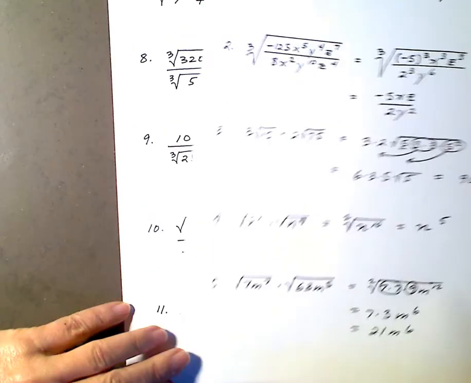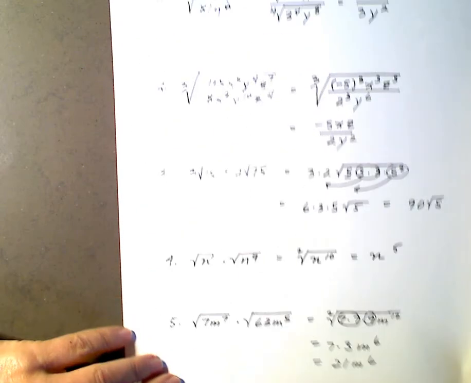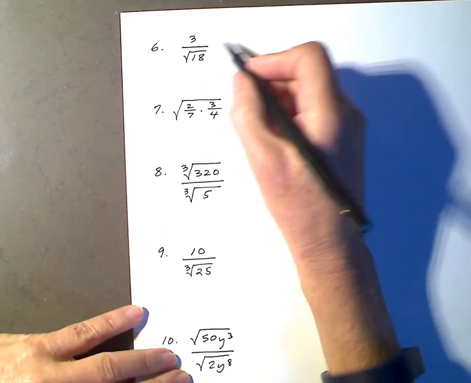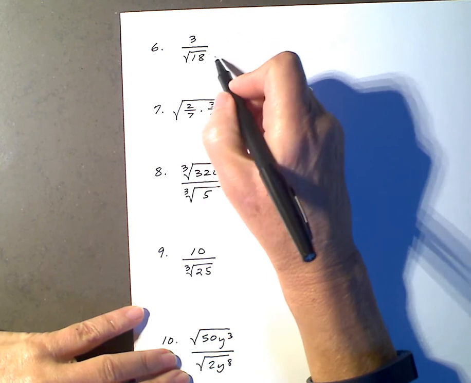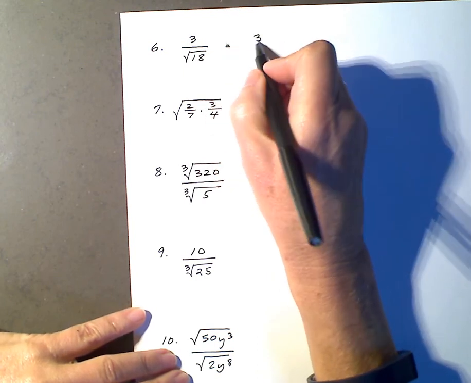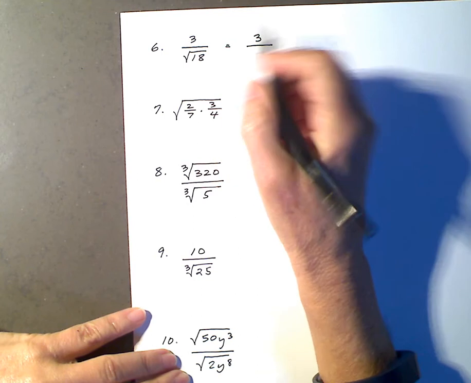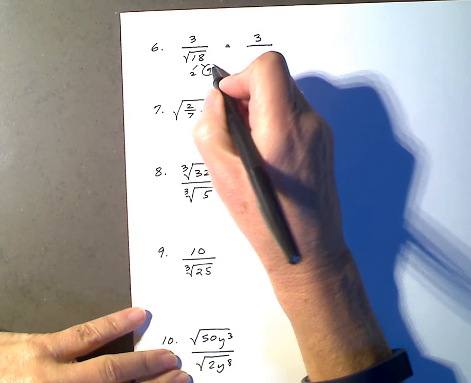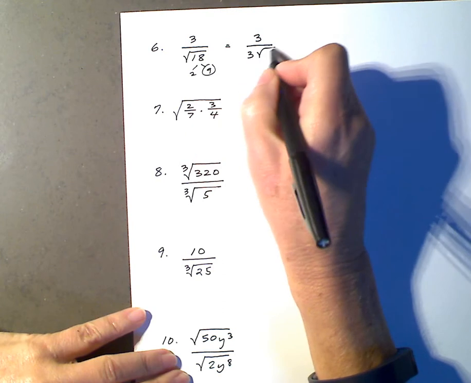So, oops, that's that page. Moving on to number 6. So there's a number of ways I can do this. I'm going to go ahead and simplify that denominator first. This is 2 times 9, so I'll have a 3 come out and a 2 stay in.